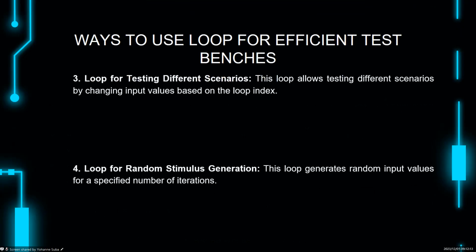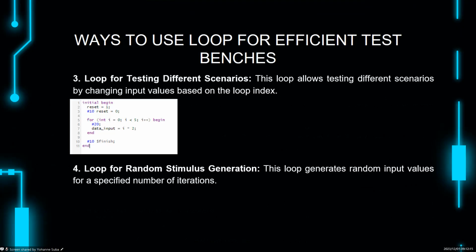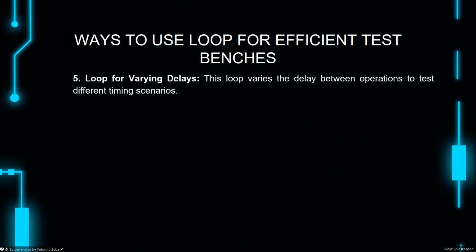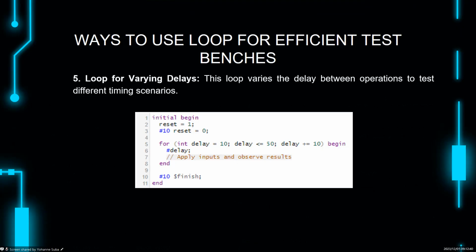Third one is loop for testing different scenarios. This loop allows testing different scenarios by changing input values based on the loop index. Fourth one is loop for random stimulus generation. This loop generates random input values for a specified number of iterations. Last way is loop for varying delays. This loop varies the delay between the operations to test different timing scenarios.